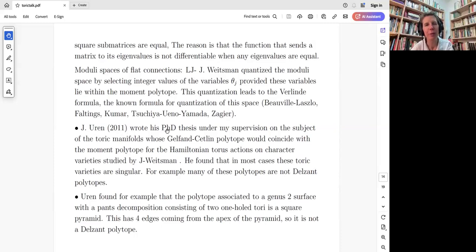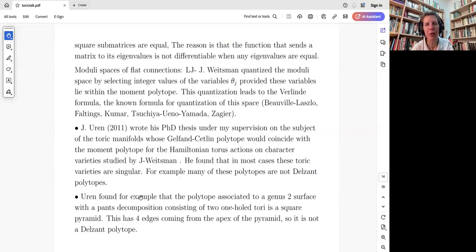My student, James Uren, wrote his PhD thesis on the subject of toric manifolds whose Gelfand-Cetlin polytope would coincide with the moment polytope for the Hamiltonian torus actions on character varieties. Sorry, it should not be Gelfand-Cetlin polytope, but just moment polytope. And he found that in most cases, these toric varieties are actually singular. So many of these polytopes are not Delzant polytopes.